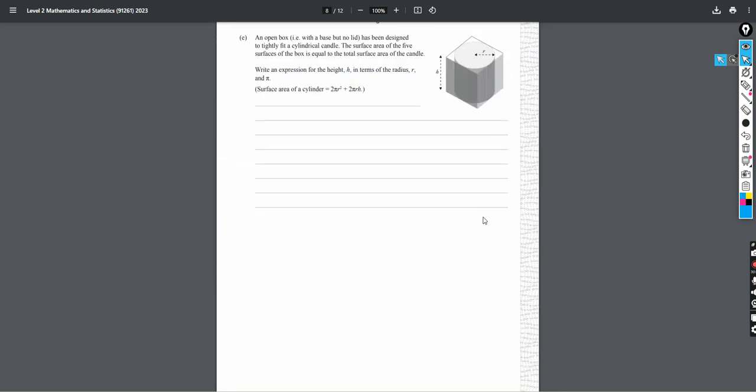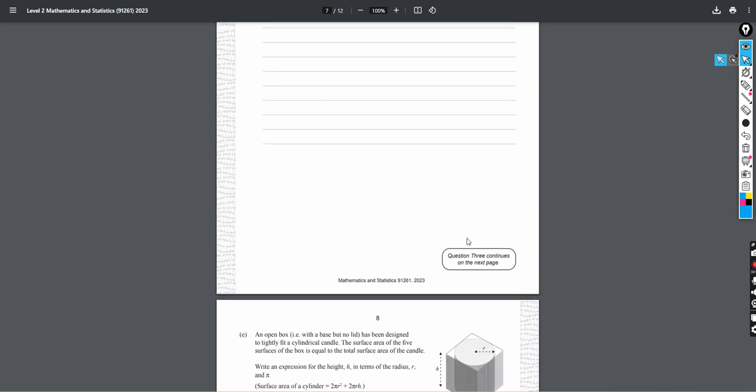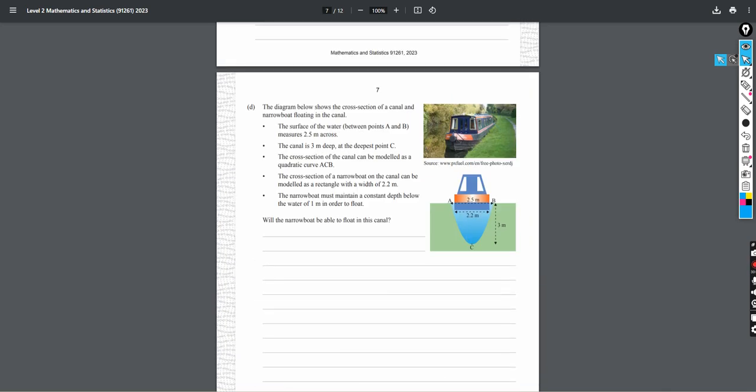The boat question. Oh my days, this is not the last question. What? I thought this would definitely be the last question. Apparently not. A narrowboat. Surface of the water. It now is 3 meters deep. Okay, so here's what we know. I'm going to say that's 0. I'm going to call this 2.5. And this is 3 meters deep.